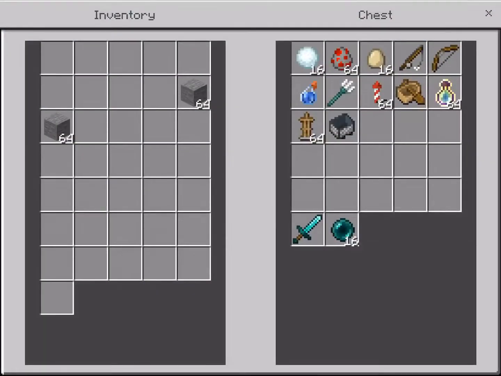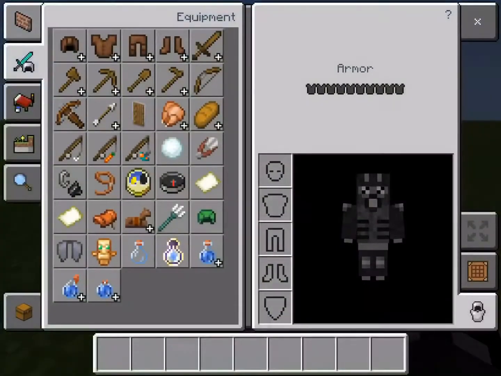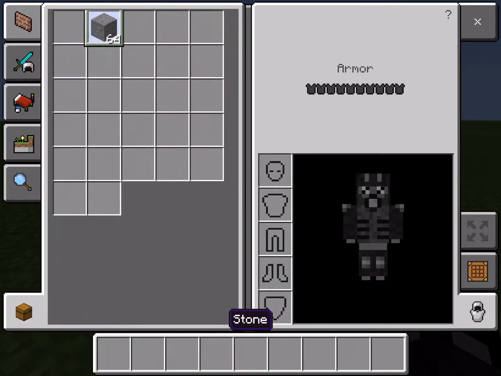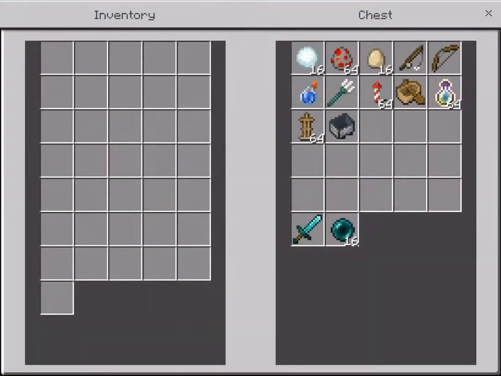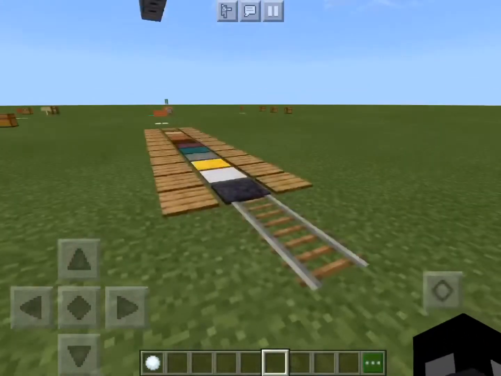Just because. Okay, I have stone in my inventory from the last time I tried recording this, so I'm just going to get rid of those quick. You saw nothing. Okay. So we'll just go in order, kind of, in this chest.